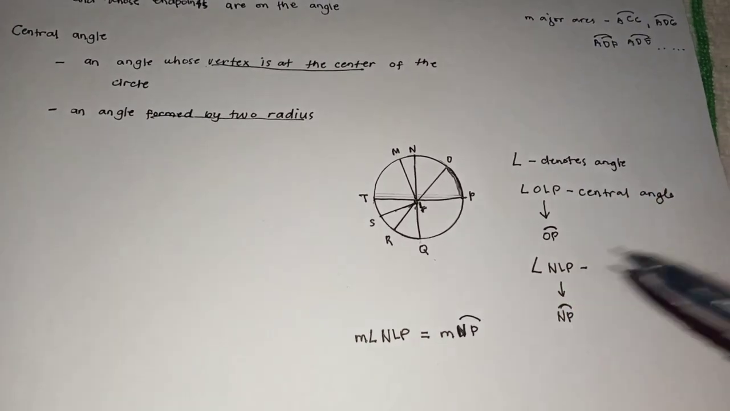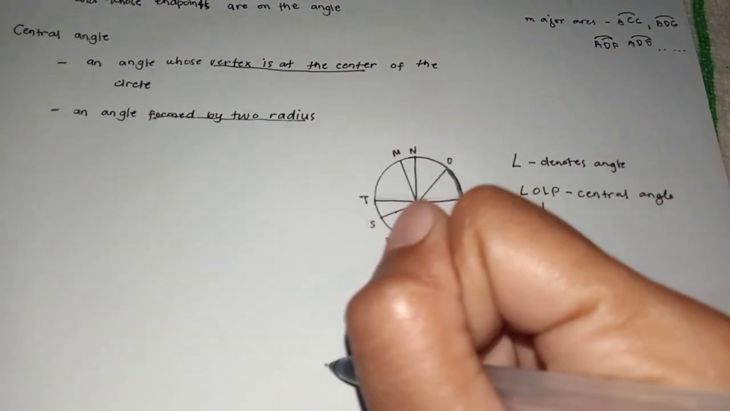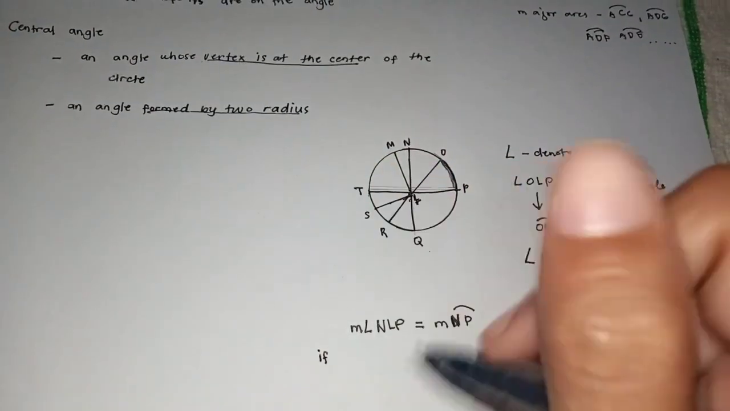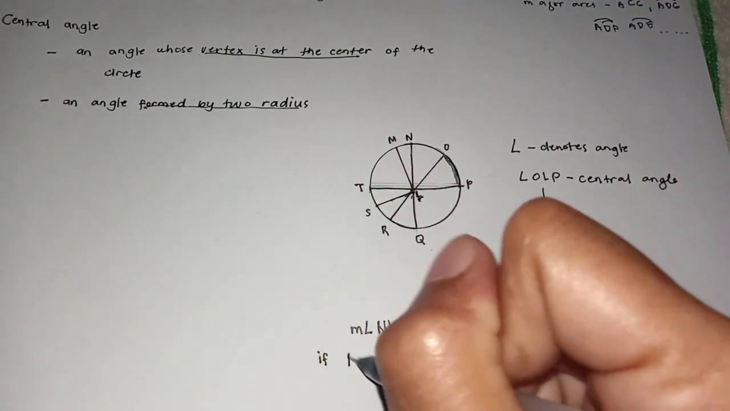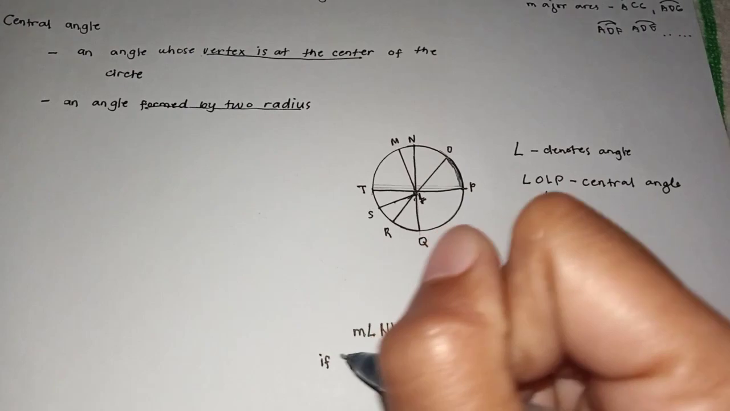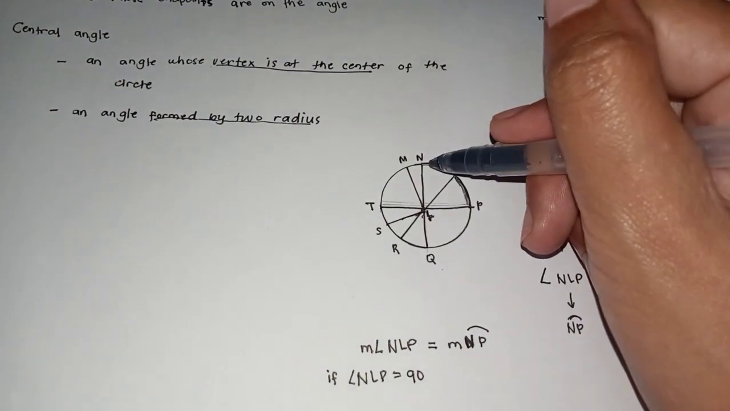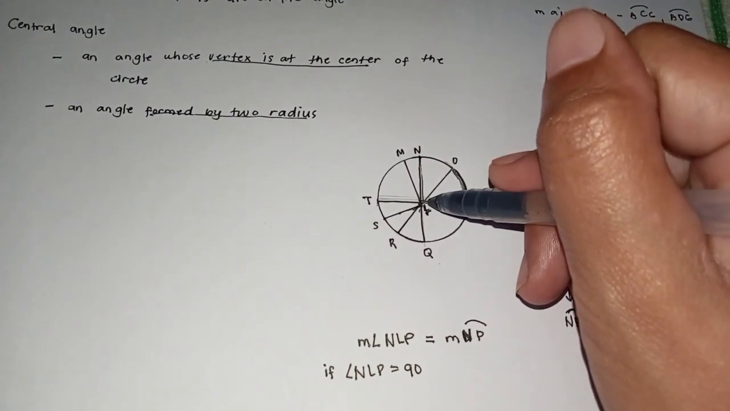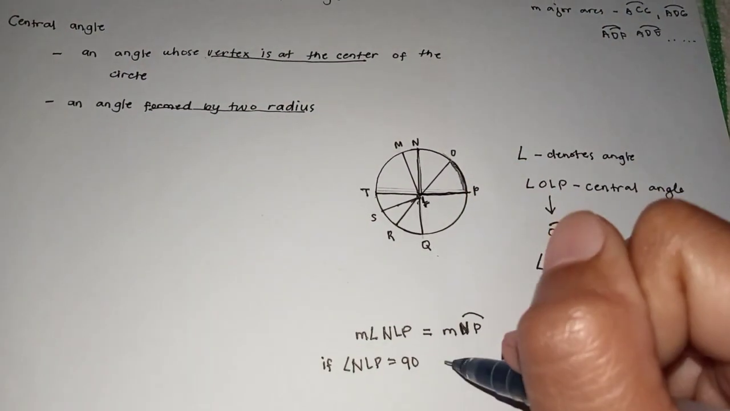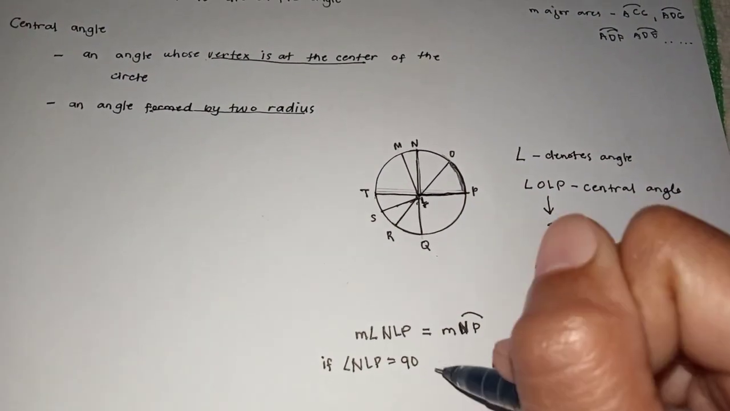If angle NLP is equal to 90 degrees, then we can conclude that the measure of your intercepted arc is also 90 degrees.